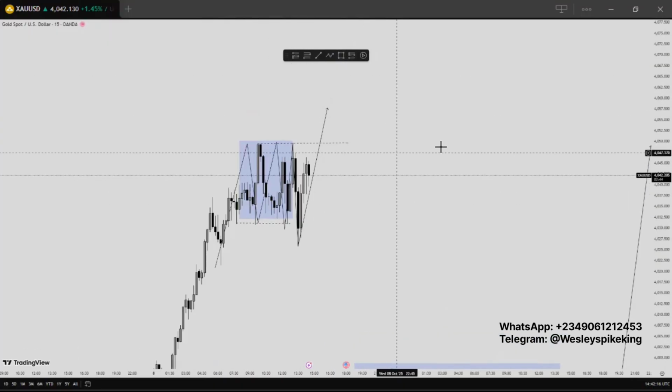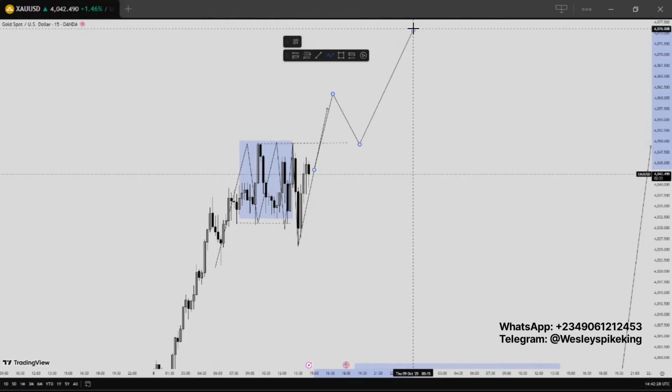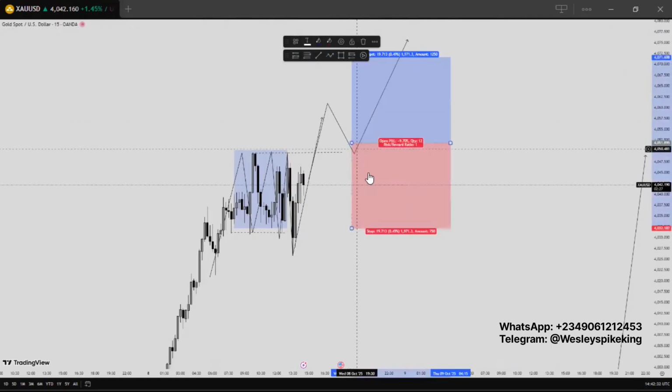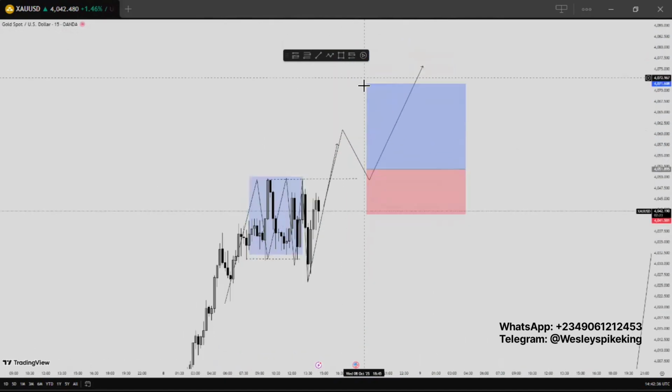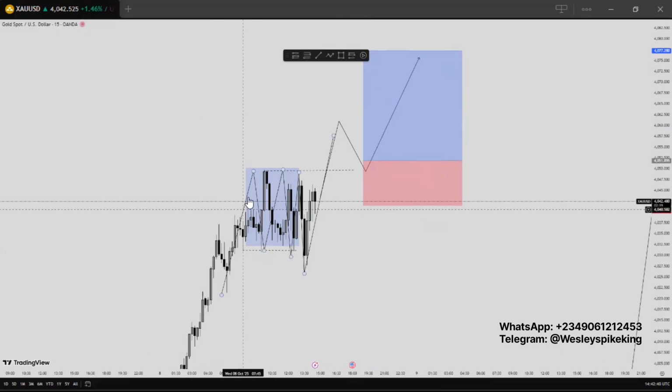Now, another way to enter this kind of setup is that when price eventually breaks above this high here to continue the rally, usually it will come back for a retest and then continue to go up. That retest can be a re-entry for you. So you see, you've been able to trade the rally base rally.